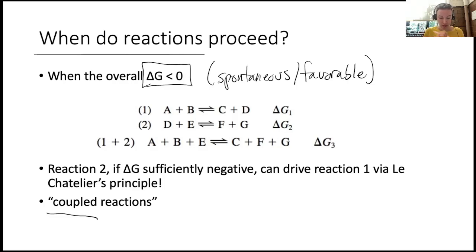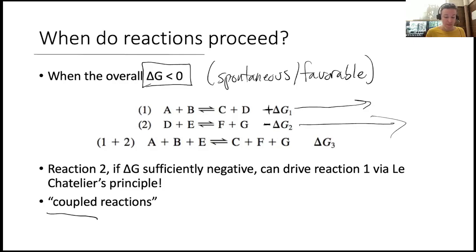Let's imagine that the delta G for reaction 1 is positive, right? This positive delta G would indicate that reaction 1 is not spontaneous or not favorable. What if we couple reaction 1 to reaction 2? Well, if reaction 2 is negative enough, if it releases enough energy, reaction 2 will go ahead and proceed, and it'll pull reaction 1 along with it. Why does this make sense?